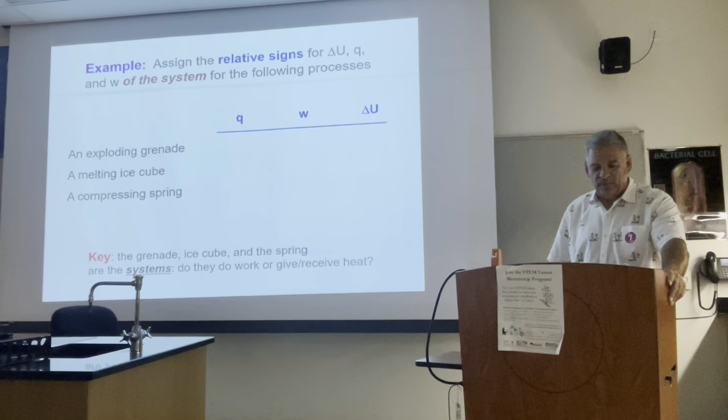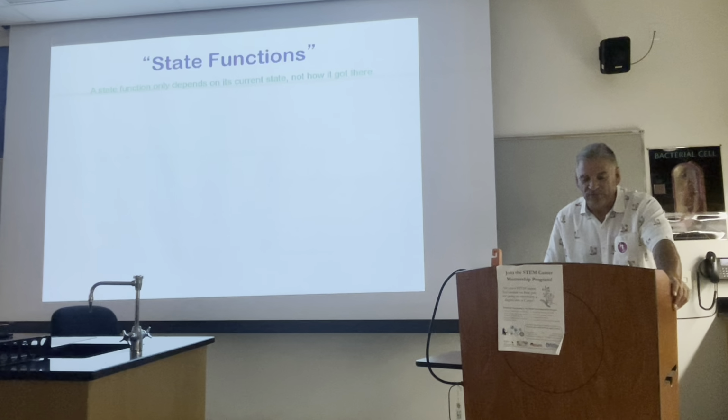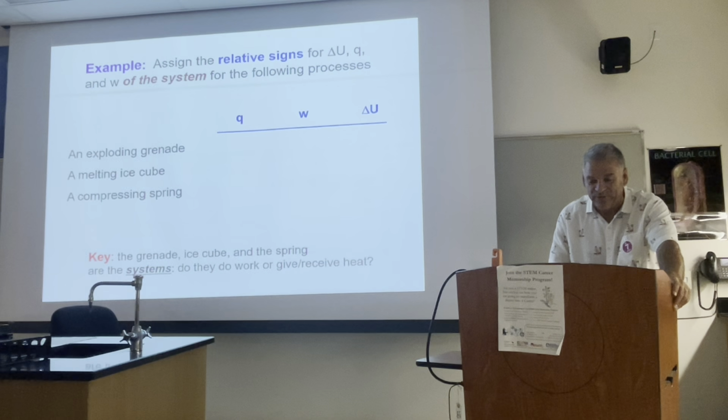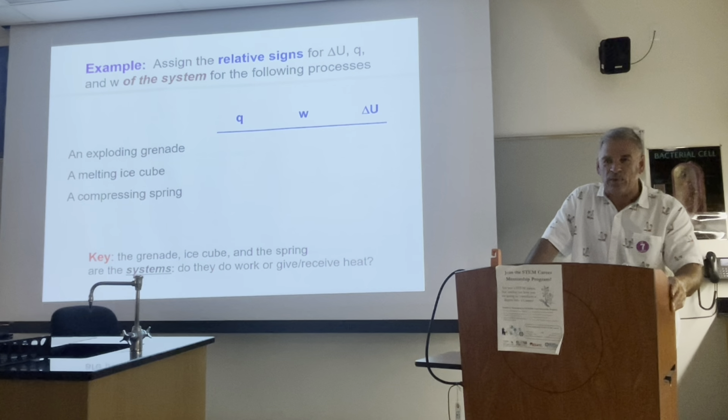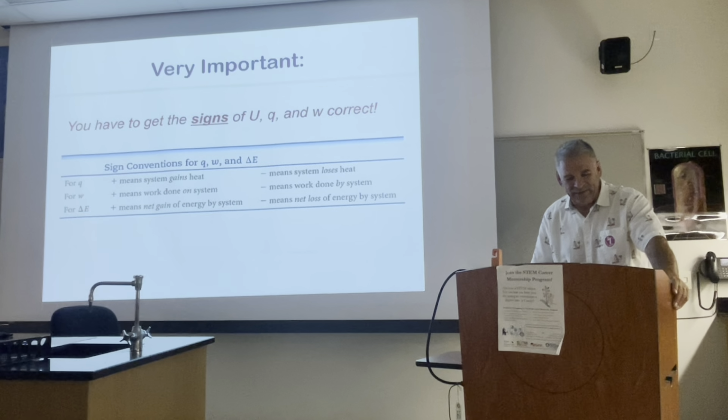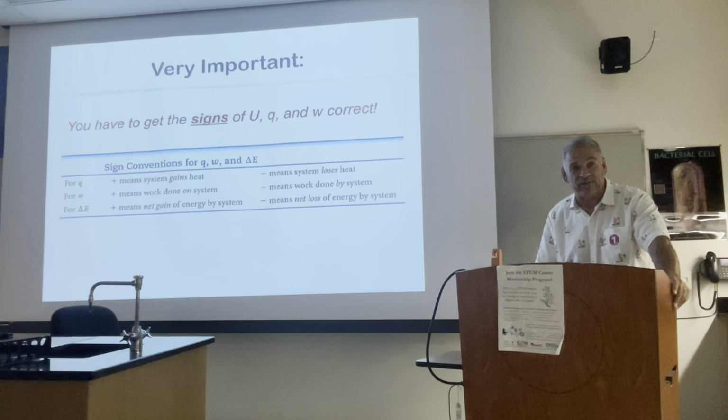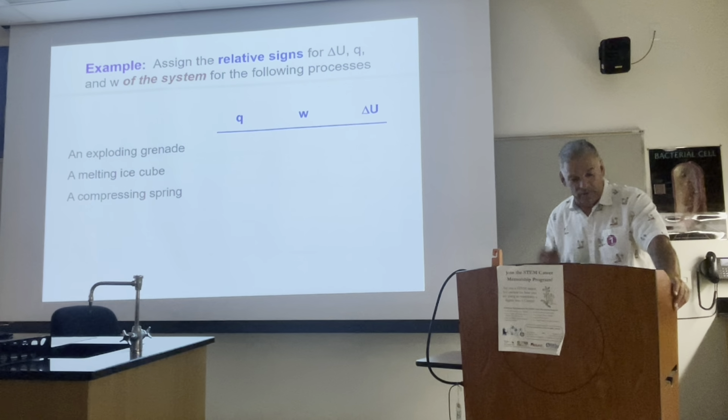Here's the key. The grenade, this slide did not go the way I wanted it to. So what happens with the grenade? Is work done by the system or on the system? Work done by the system, so that makes it minus. That explosion is doing some work. And so delta U then is minus.